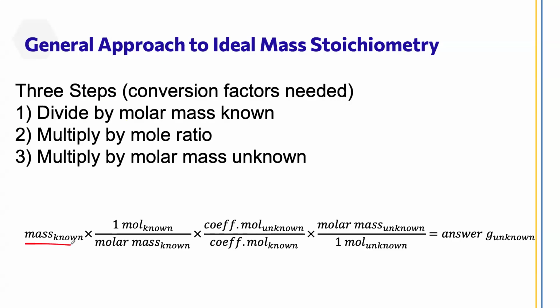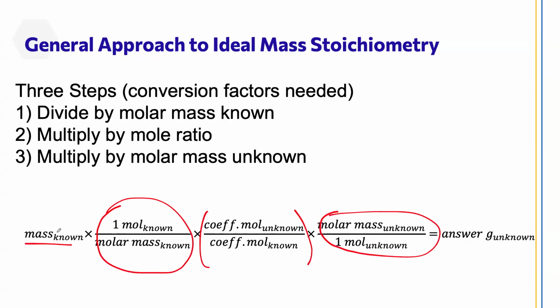You start with a known mass. You divide this by the molar mass of the known quantity. You use the mole ratio in the middle step. In the end, you multiply by the molar mass of the unknown. The units should cancel out: mass, molar mass, grams. The diagonal units should cancel out, which I'll show in the next slide. In the end, your answer is going to be in grams of unknown if that's what the question is asking for. The middle step is the mole ratio step. You read that from the balanced chemical equation.